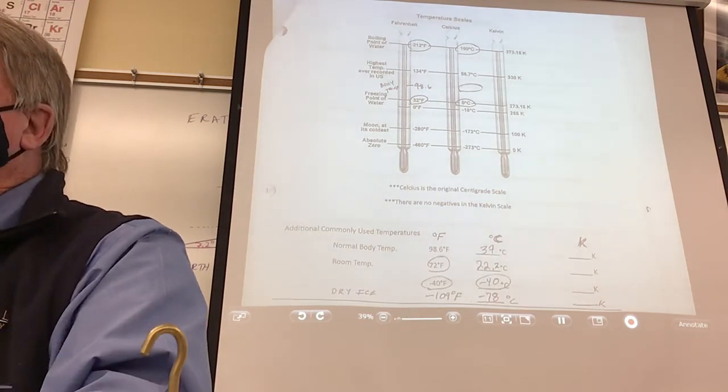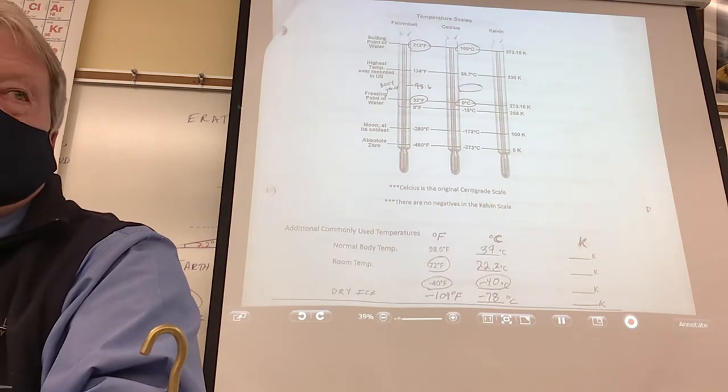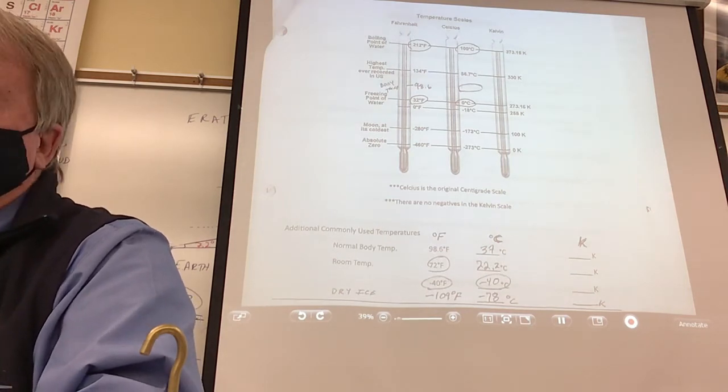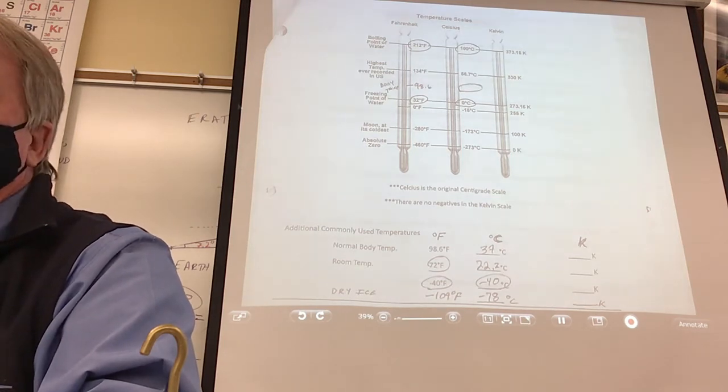But I like the Celsius one because it says water is important to humans. And these numbers are easy, 0 and 100. And I think you would easily fall into this. If we started using that, I think you'd be okay.